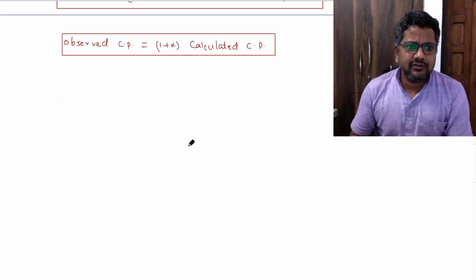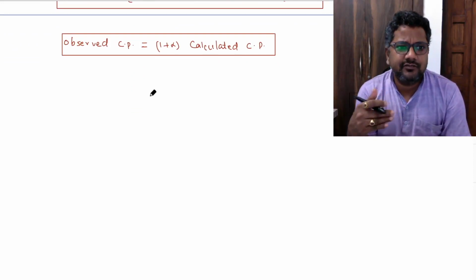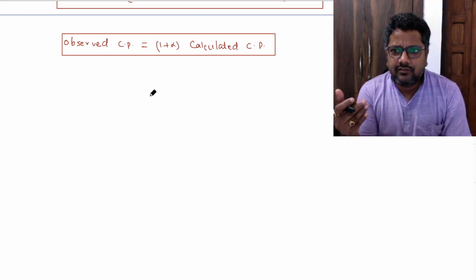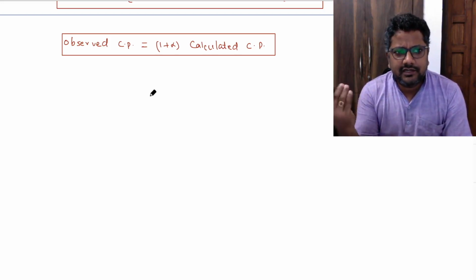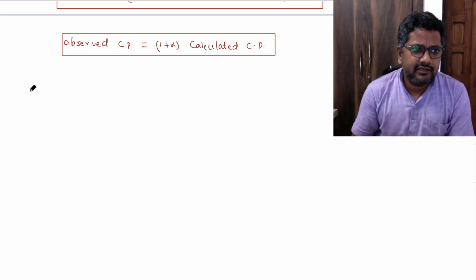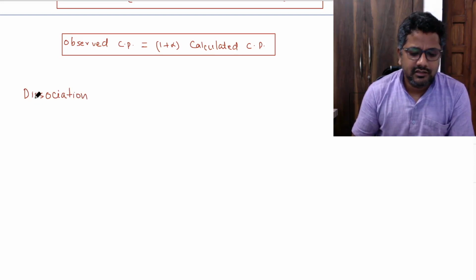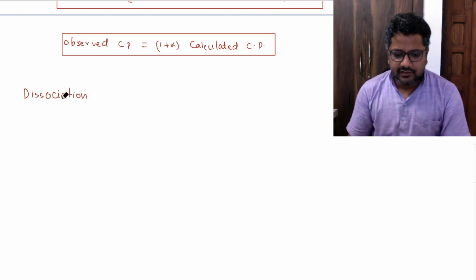Okay, so I'm taking two different cases. One is for association, the other is for dissociation, and I will make a general formula for you people, and you can use that general formula and calculate your questions very simply. So first case, I am taking the dissociation reaction. First, the dissociation reaction, right?